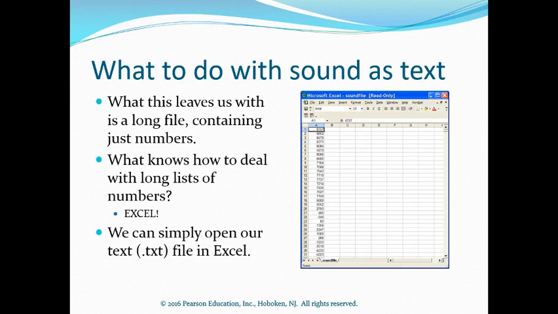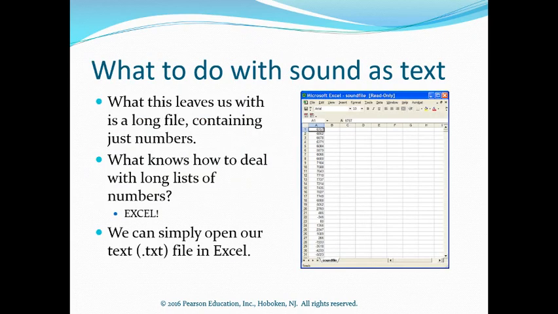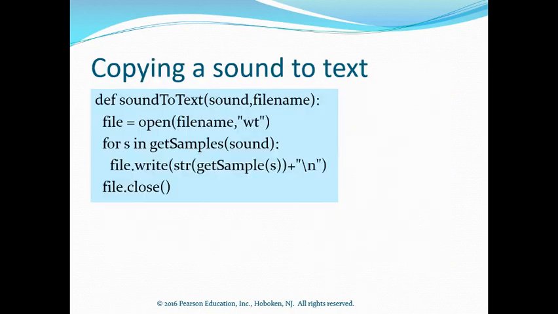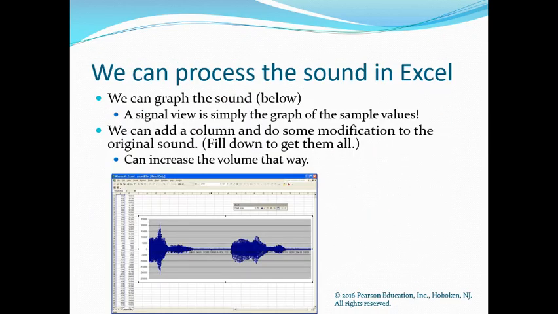And what do we know that knows how to deal with a long list of numbers? That's Excel, right? Then we can simply open our txt file in Excel, and we'll get this. Because we did the backslash n, that's the encoding for a new line, it's going to print each number on its own line, and then close the file when it's done. As you can see, that's our sound file, the results from getSamples from the for loop, copying a sound to text. So we can process the sound in Excel.